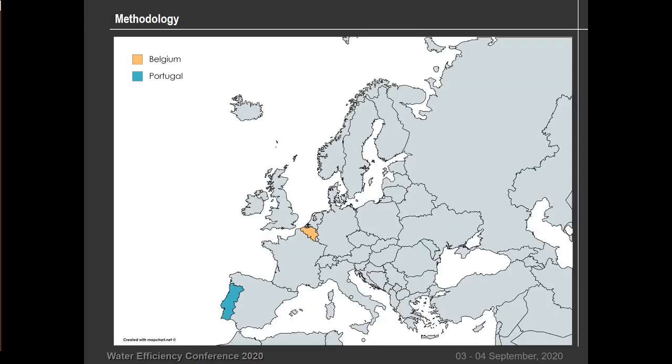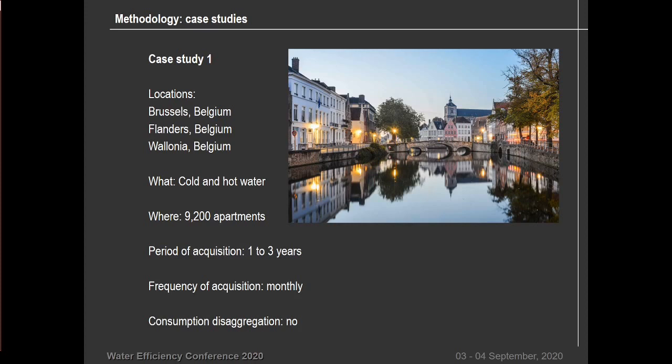To that end, in this study, the influence of air temperature on domestic hot and cold water consumption in two climatically distinct countries, Belgium and Portugal, has been analyzed. The dataset from Belgium, case study 1, consists of monthly consumption records of cold and hot water in 9,200 apartments from 480 buildings.